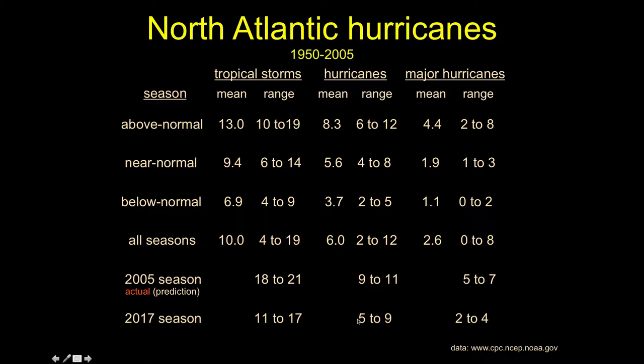Above normal is what I should say. And then hurricanes 5 to 9, which is a bit more in the above normal range, and major hurricanes in the above normal range.